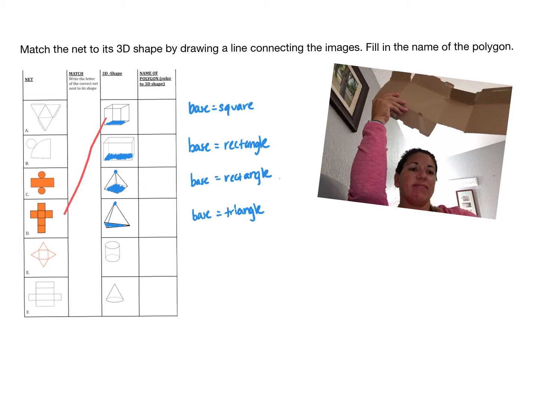Now the two with circles are a little bit different. So this is a cylinder and the base is a circle. And then a cone has a base of a circle as well, but the difference is the cone acts like a pyramid. It comes up to 1 point.